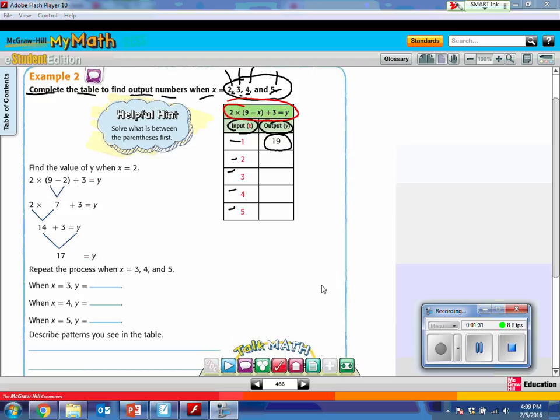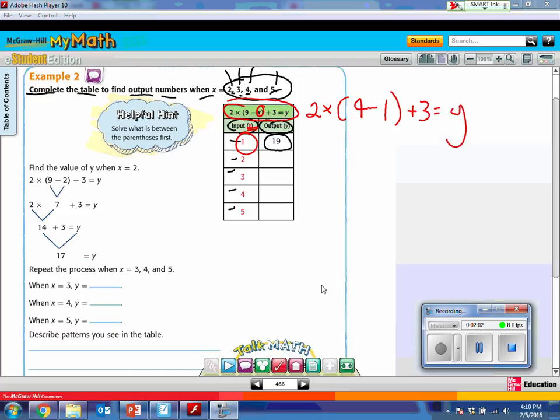Now this might look really confusing, but all you have to do is just put the numbers in for the variables. So let's go ahead and get started with our number 1 right here. Look and see what they do. They take 2 times, parentheses, 9 minus. Now originally they had the letter x, but instead of using x, because our input's right here, we're going to use the number 1. Parentheses, plus 3 equals y.